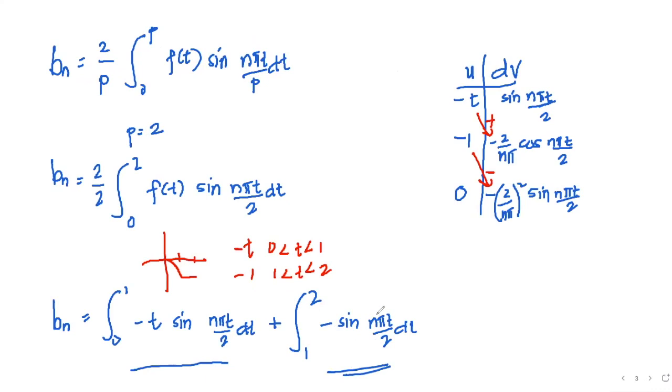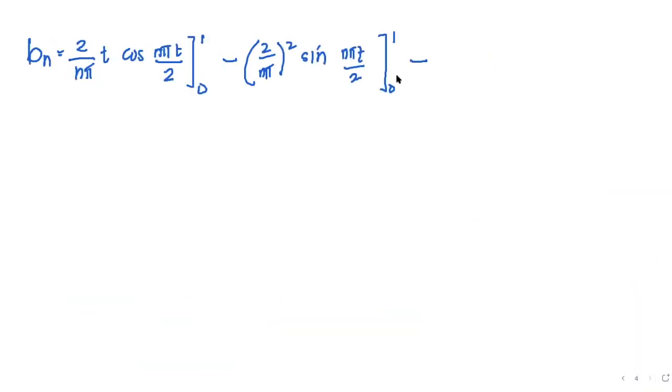Now we go to the interval 1 to 2. For the integral of sine of n pi t over 2, it is just a direct integration using the formula that you have learned in integral calculus. You have a neutralizing factor equivalent to 2 over n pi, and we can plug in here: negative 2 over n pi times cosine of n pi t over 2 with limits from 1 to 2.